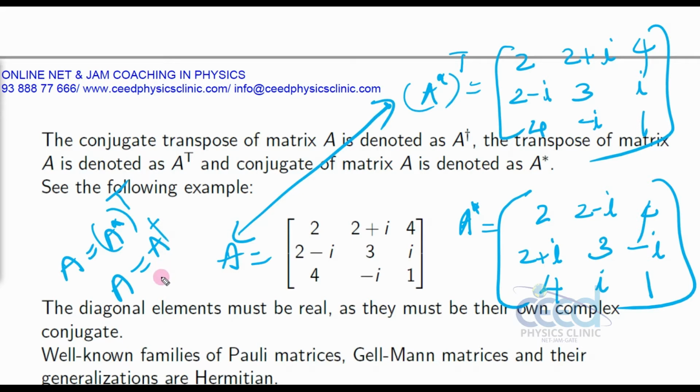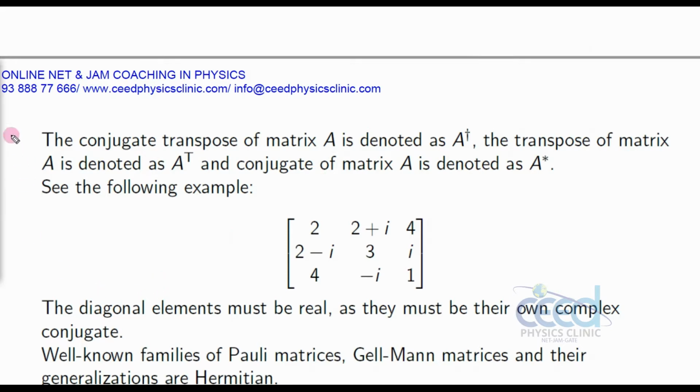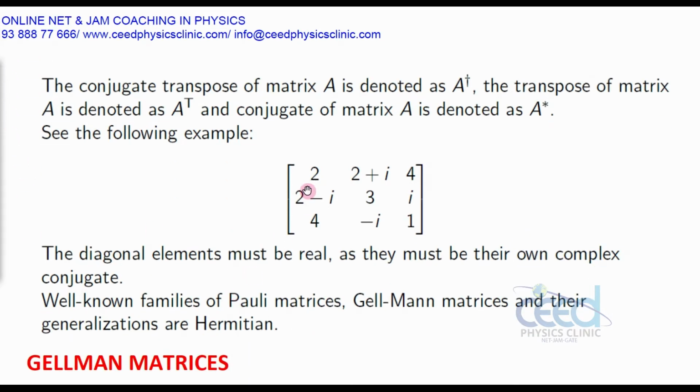Now, one important property of a Hermitian matrix is that you can see the diagonal elements. These diagonal elements are all real. So this is an important property: if you find any Hermitian matrix, all its diagonal elements are real. They are never complex. So that is very important.